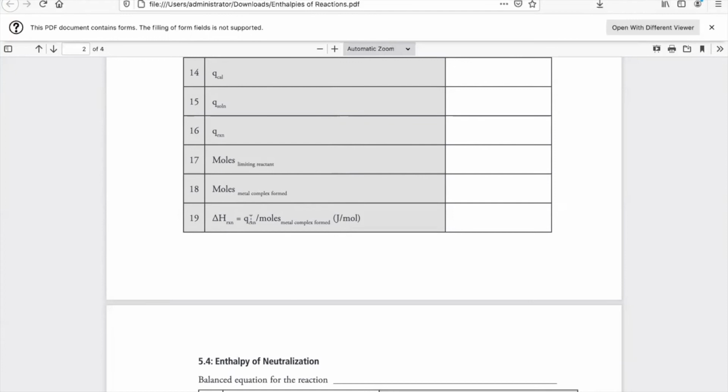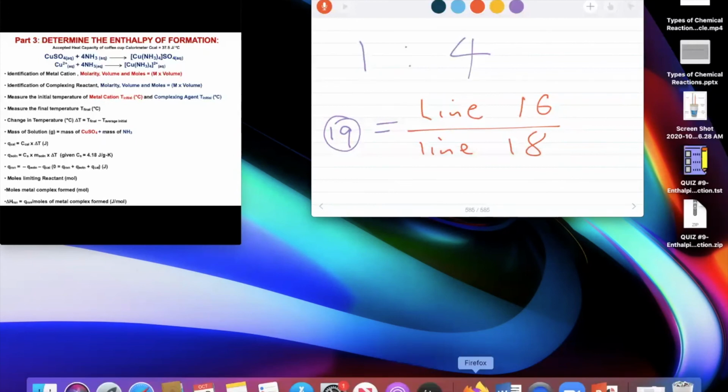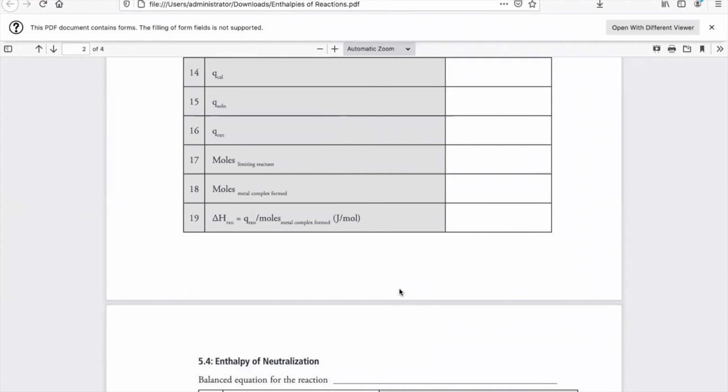So if I may write that, this is given by line 16 over line 18. You have to use the subscript to figure out what you are looking for. For item number 19, it is line 16 over line 18, and that will take care of section 5.3. Any question on section 5.3?